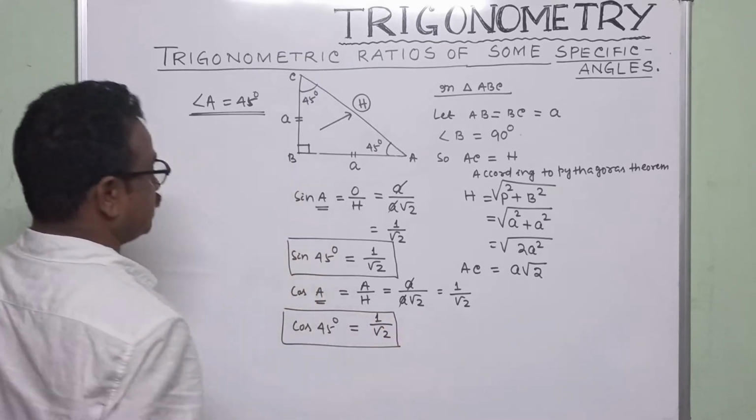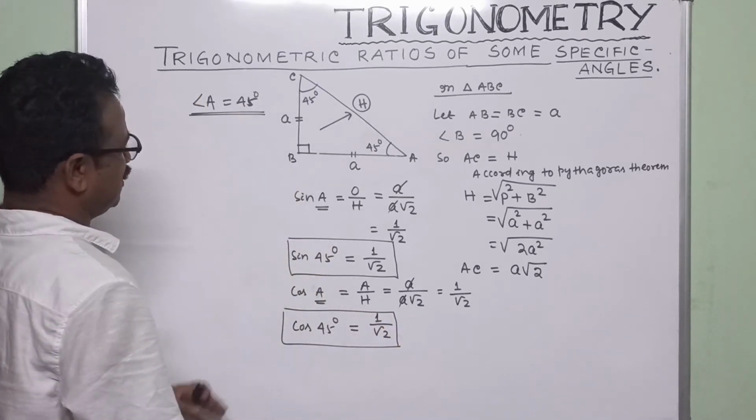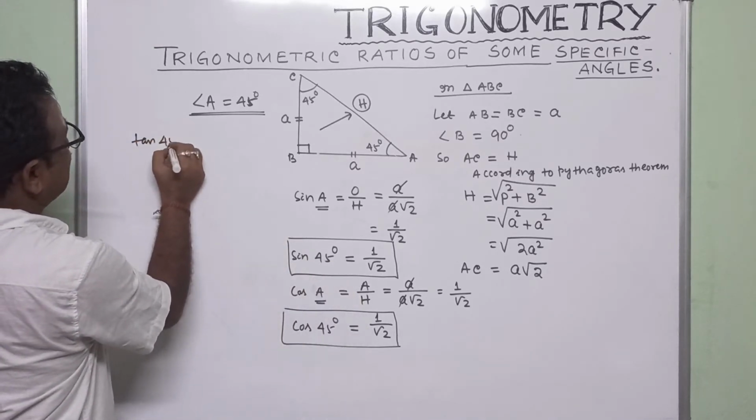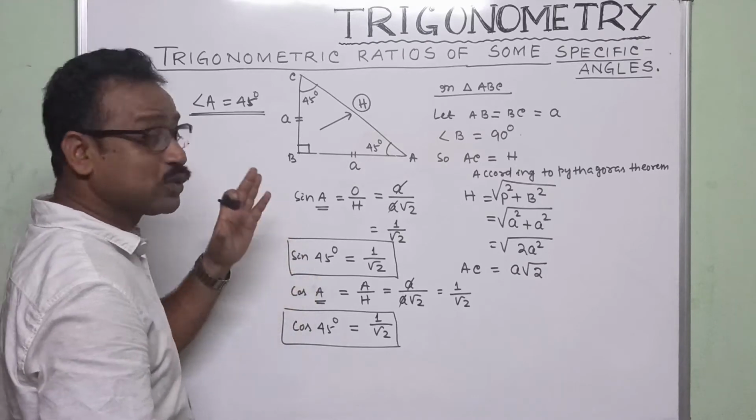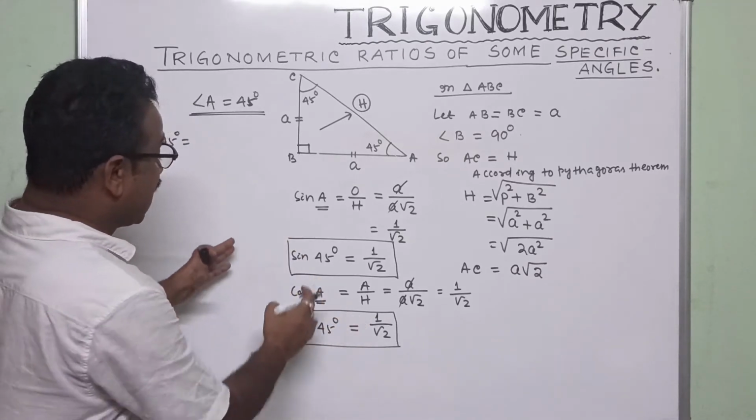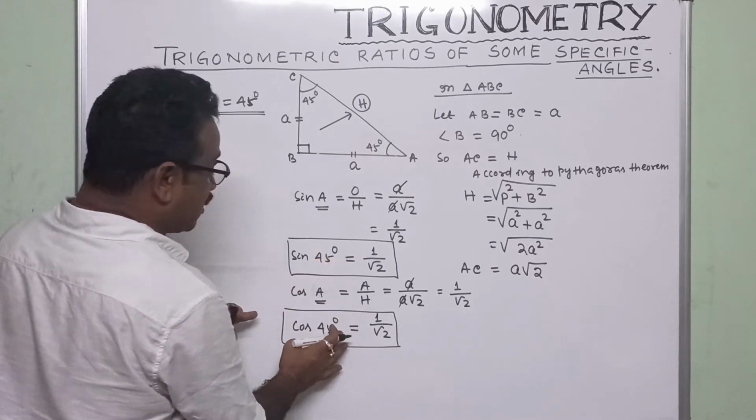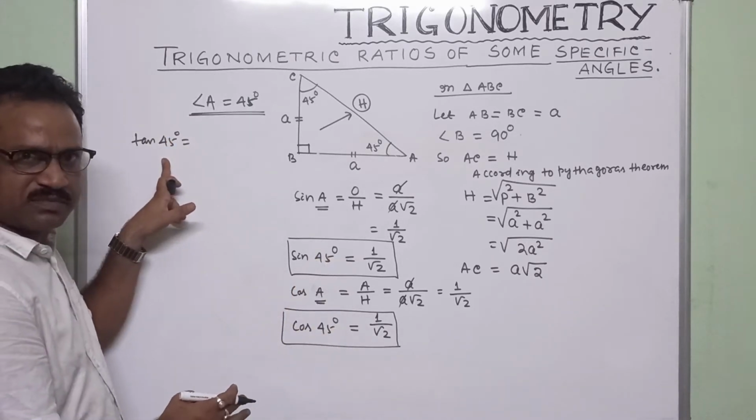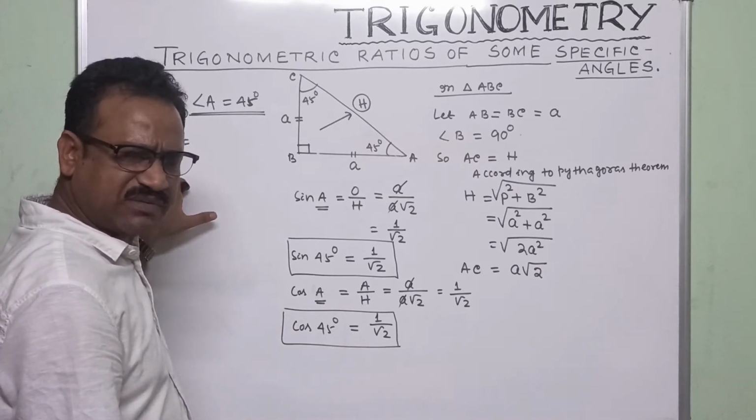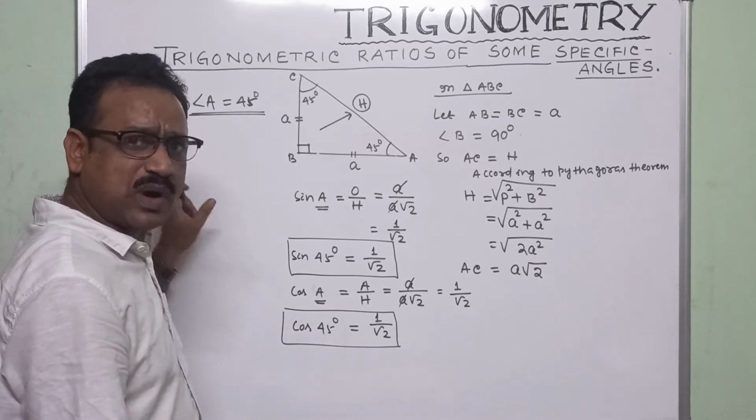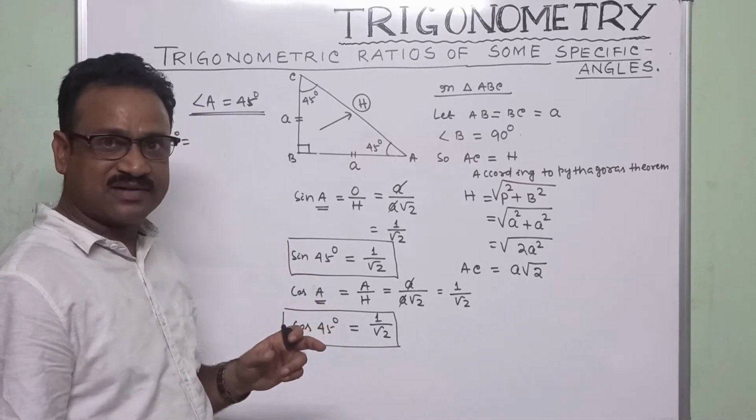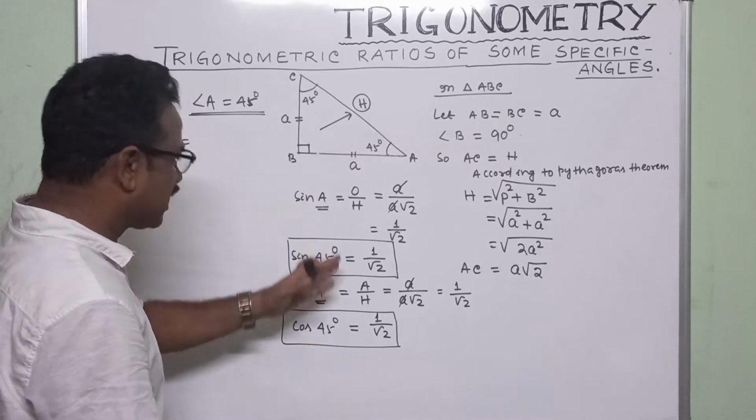Now tan 45 degree. I am writing directly, because from the quotient relation we can find it: sin 45 by cos 45 is tan 45, because tan theta is equal to sin theta by cos theta. Cot theta is equal to cos theta by sin theta. Sec theta is equal to 1 by cos theta, and cosec theta is 1 by sin theta. That is the reciprocal ratio. We can also find these out.